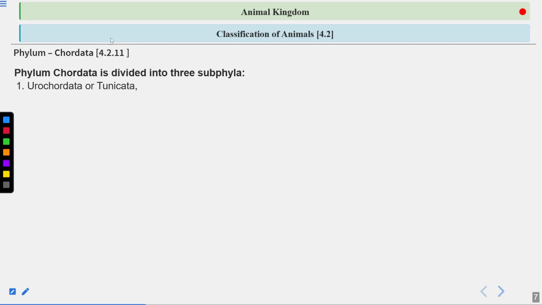Let us see that. Urochordata. This is also called Tunicata, and the organisms that belong to Tunicata or Urochordata are called tunicates. Next subphylum is the Cephalochordata. And the third one, Vertebrata. So we will see what the differences are between the Urochordata, Cephalochordata and Vertebrata, the 3 subphyla present in the phylum Chordata.